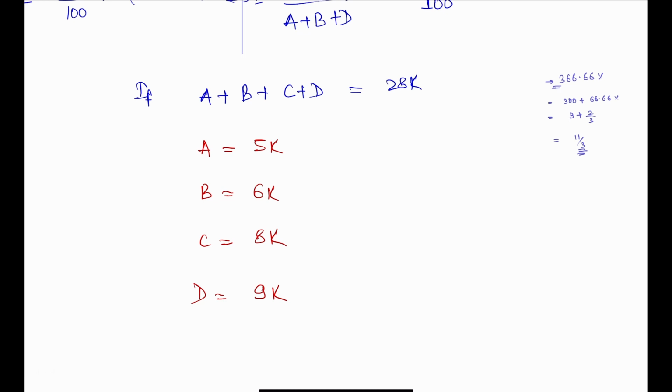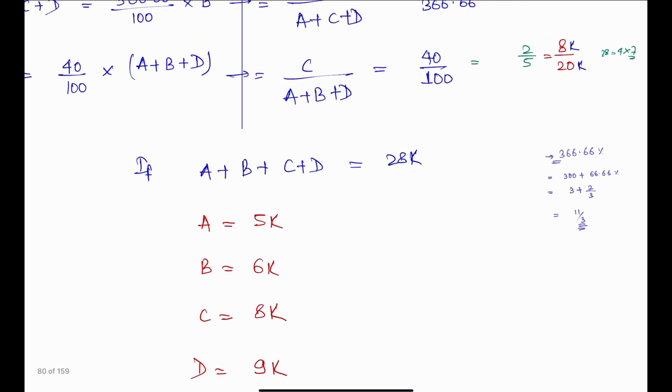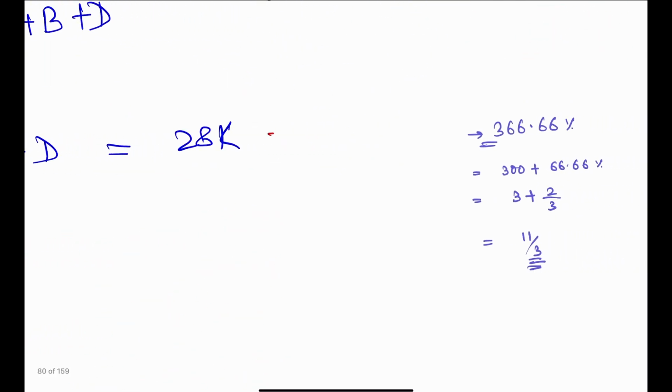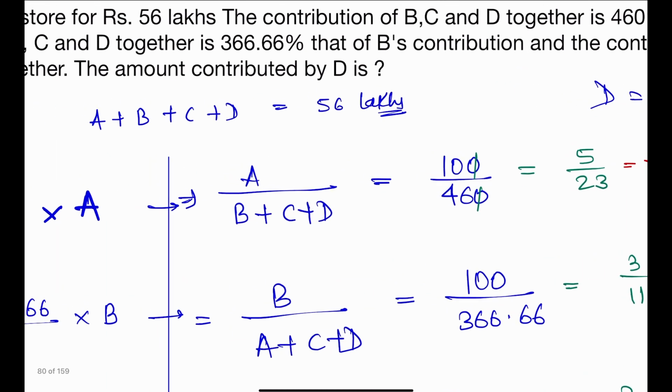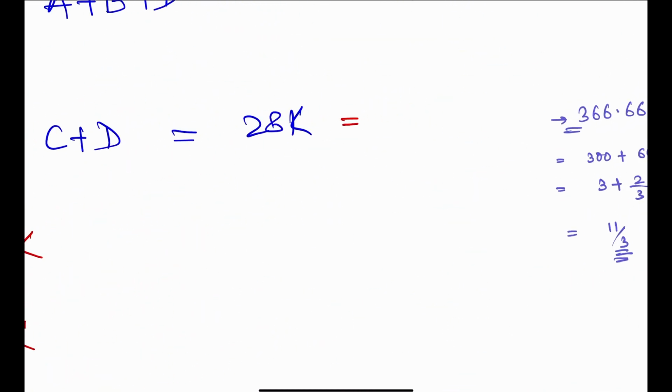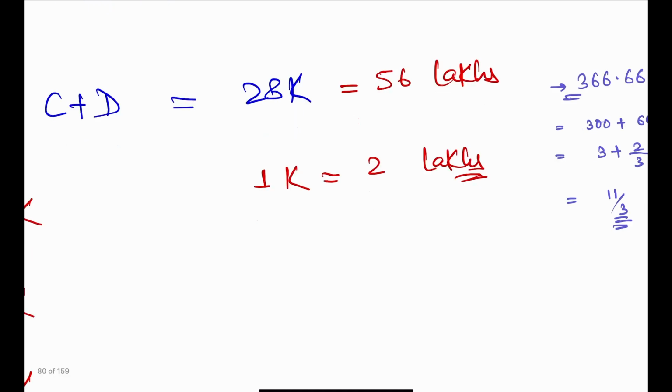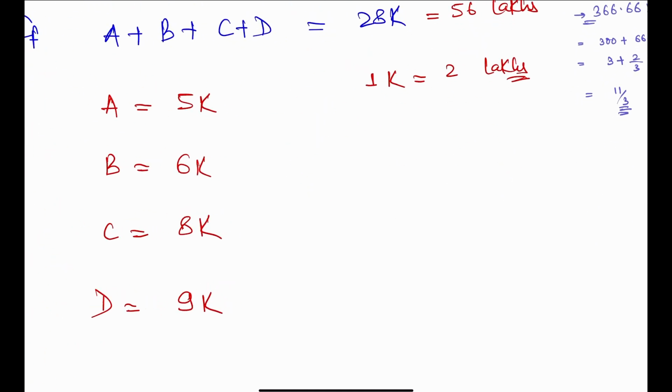But again, one very important thing is there, that this 28K unit is equivalent to 56 lakhs, because it is written A plus B plus C plus D, all are 56 lakhs. So 1K or 1 unit is how much? 2 lakhs. 1 unit will be 2 lakhs. So I can find all the values then.